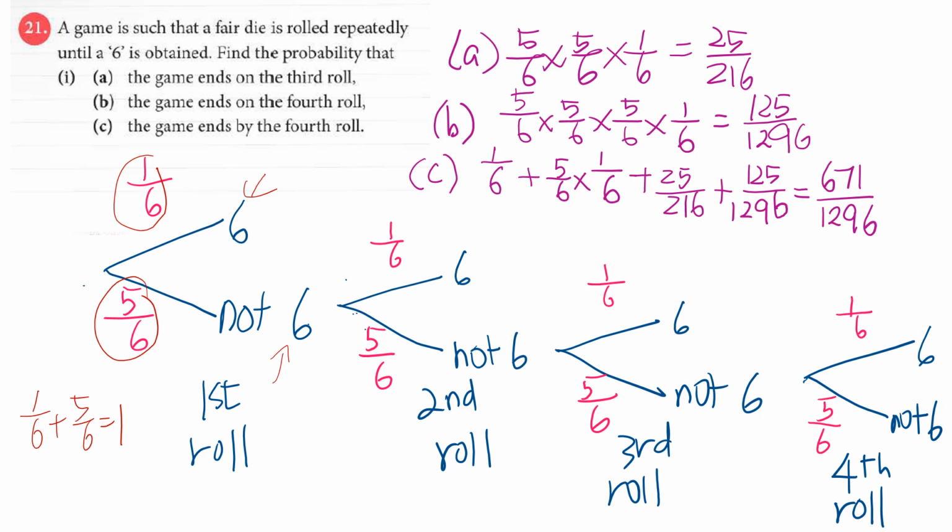So part A, it says the game ends on the third roll. Ends on the third roll means first one must have failed, second one failed, then the third one passed. Third one passed means you get a 6, which is 1 out of 6. Ends on the fourth roll, same thing. First fail, second fail, third fail, fourth pass. Ends by the fourth roll means maximum chances is 4. They give you 4 chances. So it could be very lucky.